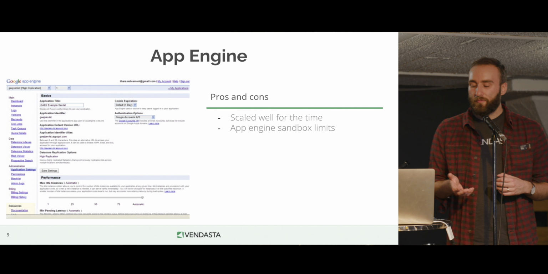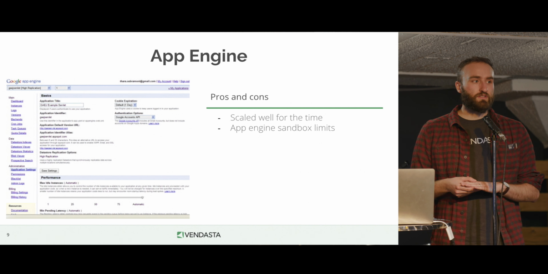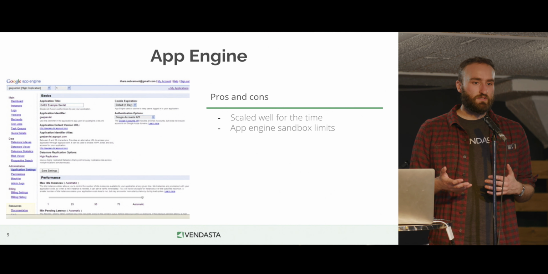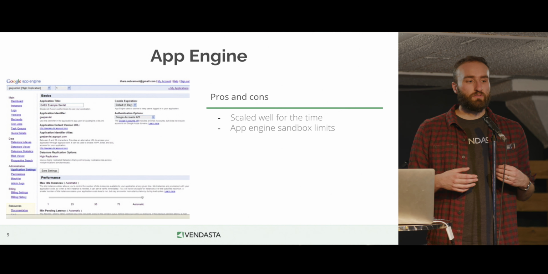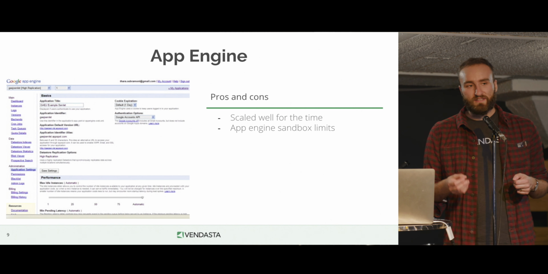Now, App Engine definitely had some pros and some cons. At the time, I don't really think there was much that could scale in the same way App Engine could. It was really easy to deliver. It was really easy for it to scale up and down. You didn't have to worry about adding more servers. All that was done for you. But it did have some limitations.